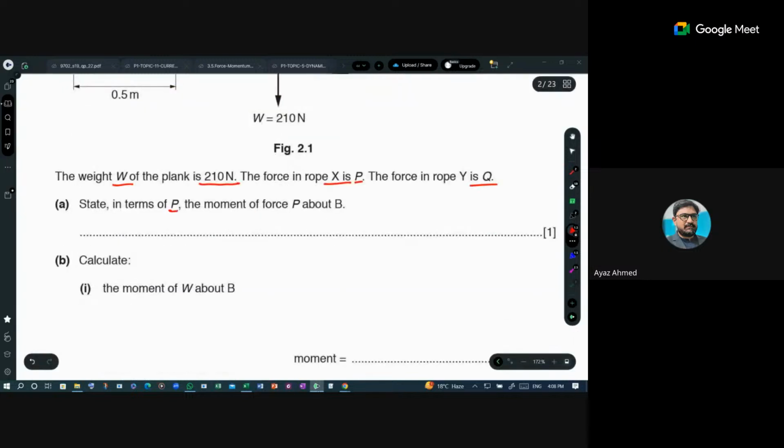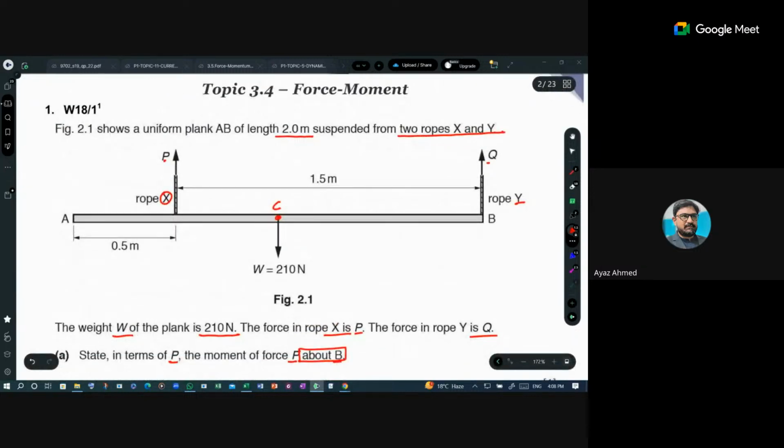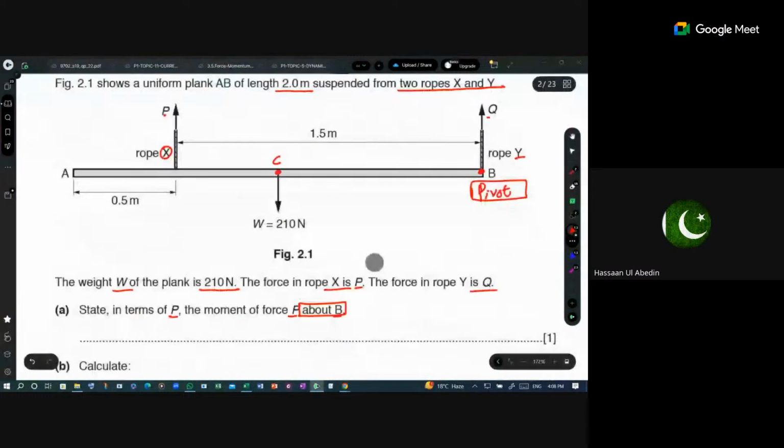State in terms of P the moment of force P about B. This is a very important phrase. About B means this will behave like a pivot, right? Are you people clear about this situation? This is your pivot now. So when this is pivot, force P about this, what will be the moment of this? About B, moment of force P. You have to figure out as well.